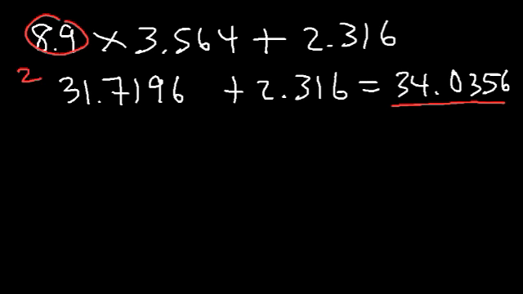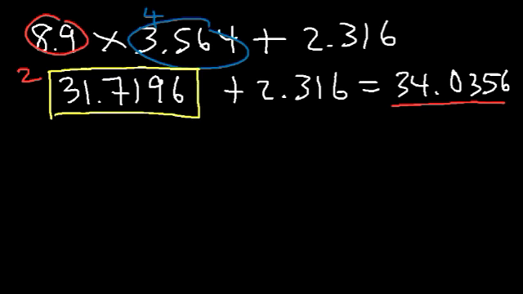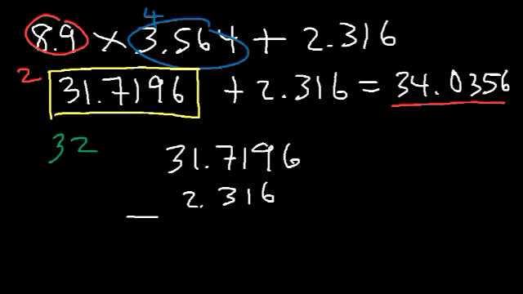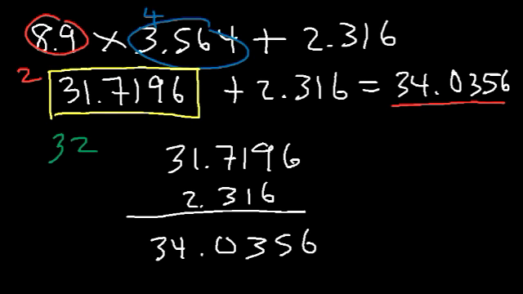So here we have 2 sig figs, and in this number we have 4. So this answer should be rounded to 2 sig figs, which would be about 32. Now, if we add these two numbers, 31.7196 and 2.316, we get 34.0356. But notice that this number here is the last significant number for 31.7196 after multiplication.